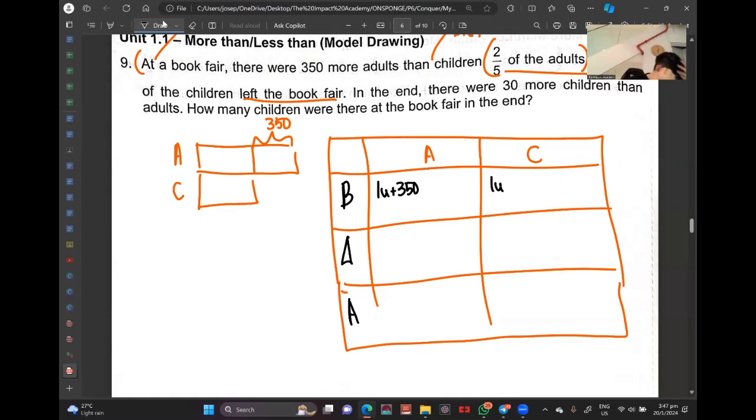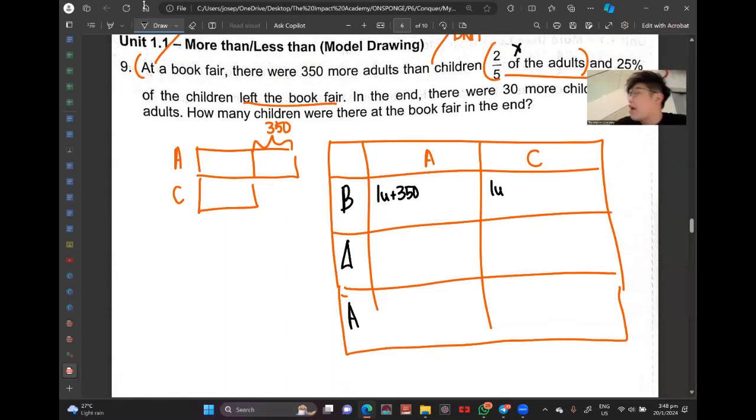Okay. Now, once you're done with that, what you want to do is obviously do the next part, right? We want to show how many adults actually left the book fair. It says 2/5 of the adults. Did they say 5/5 of the adults? No. If they say 5/5 means everyone left. But it's 2/5 only. You understand what I'm saying?